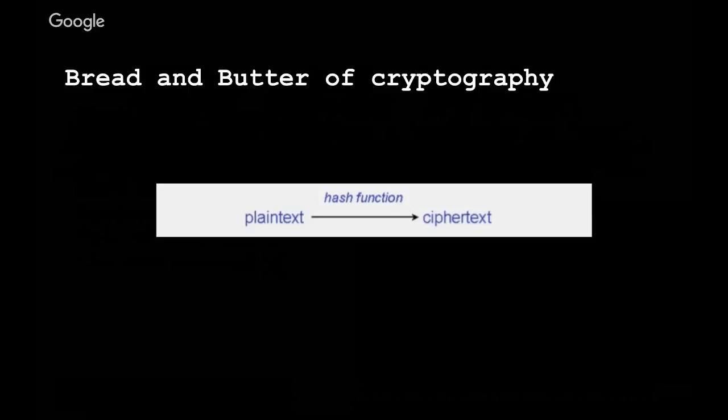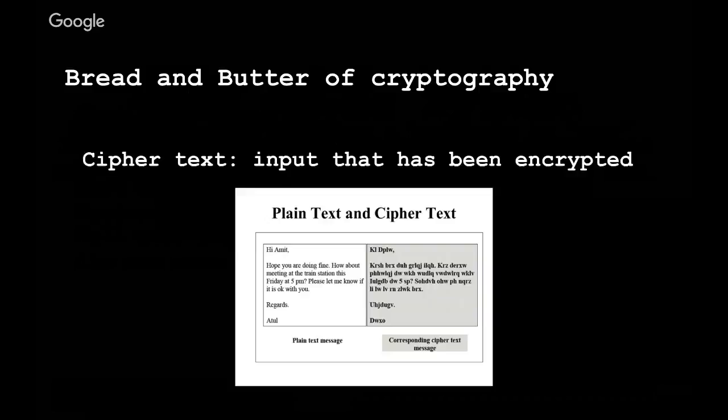So in that case, you use this hash function to get your encoded text. And this is an example of plain text and ciphertext. On the left, you've got your plain text, and then on the right, you've got your ciphertext, which is the encoded version.